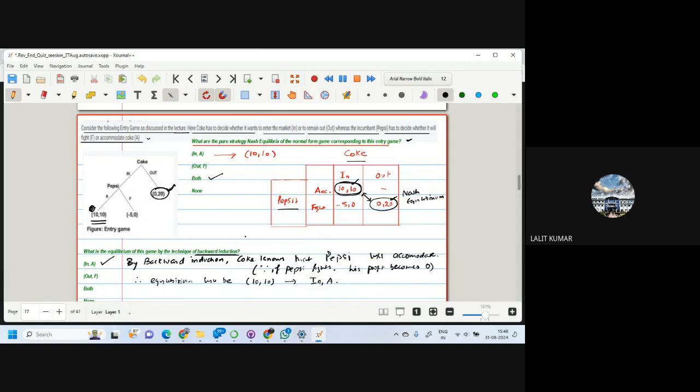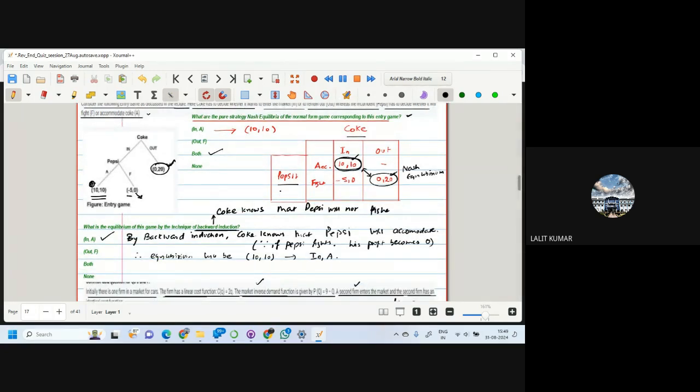But what happens when backward induction is applied? Backward induction means that Coke knows that Pepsi will not fight. Why does he know? Because in this case, if it fights, then Pepsi's revenue becomes zero. So he knows that Pepsi is going to accommodate. In that case, the only equilibrium which will happen is 10,10. So this is by backward induction.